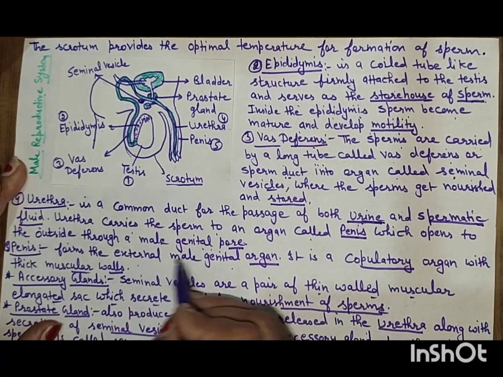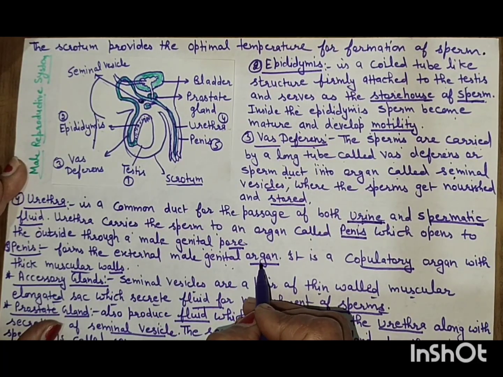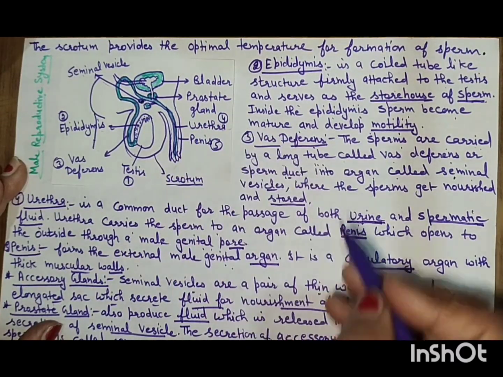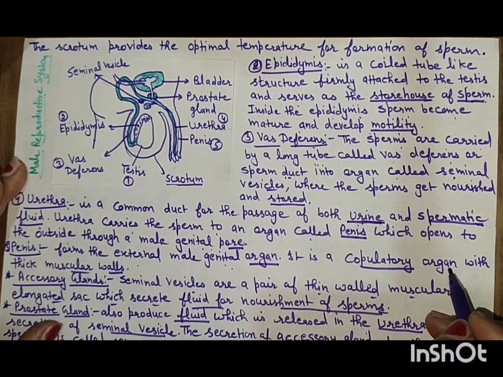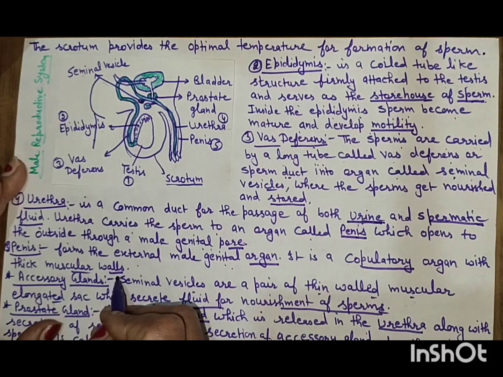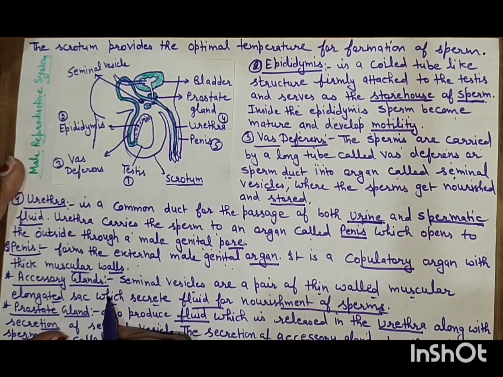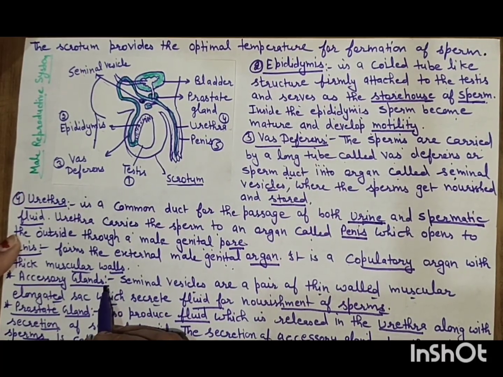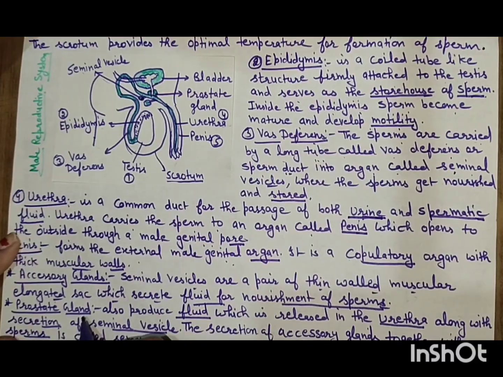Penis. The penis forms the external male genital organ. It is a copulatory organ with thick muscular walls. Here are certain glands: the accessory glands and the prostate gland.